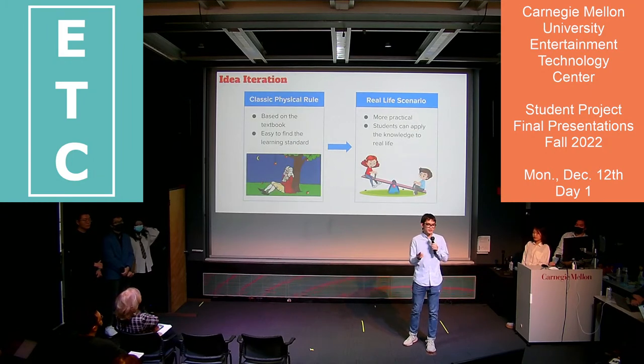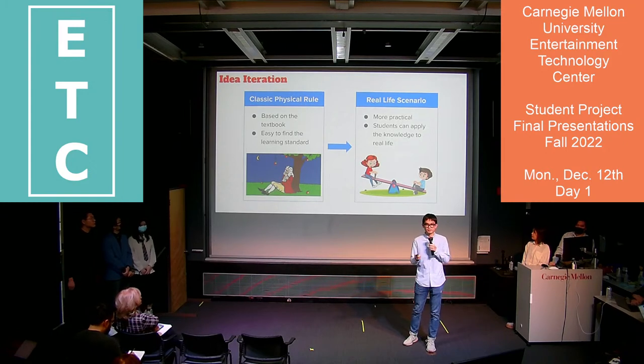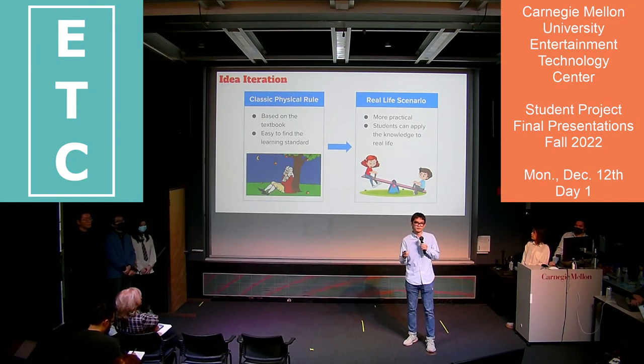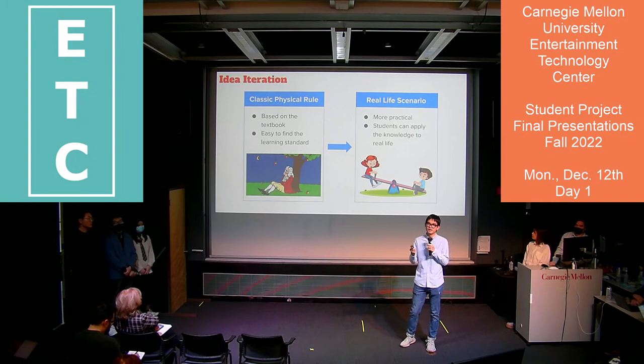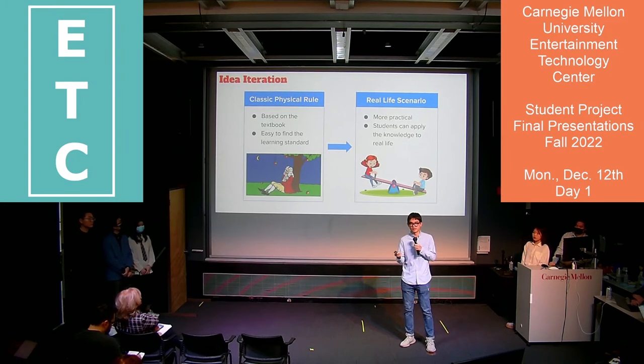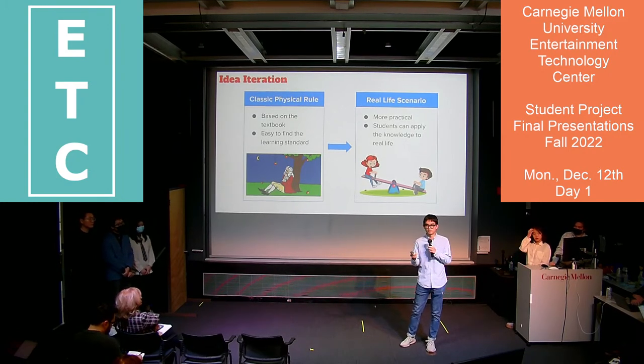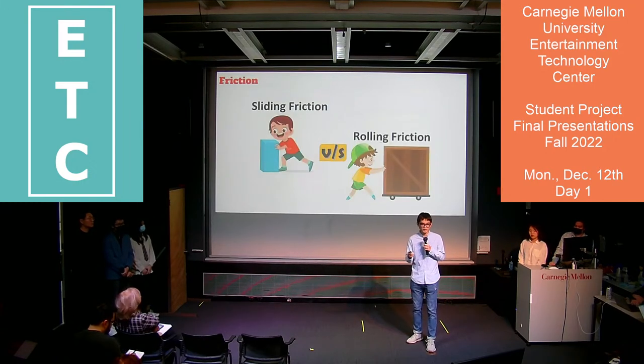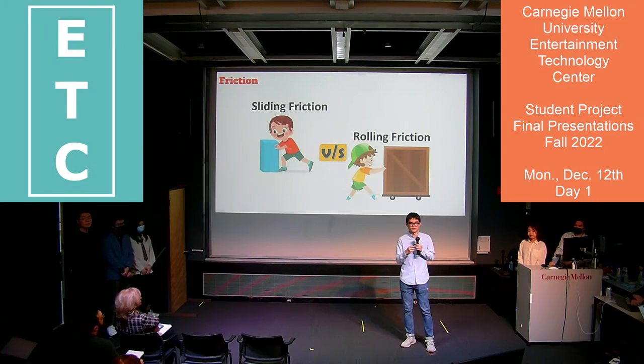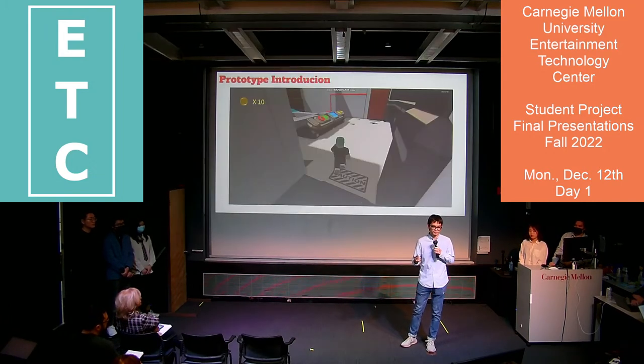At the beginning, we started with some classical physical rules because they're based on the textbook and it's easy to find the learning standard. But finally, we chose some real-life scenarios because they're more practical and the students can apply the knowledge to real life. So our final topic is friction, and also the difference between sliding friction and rolling friction.